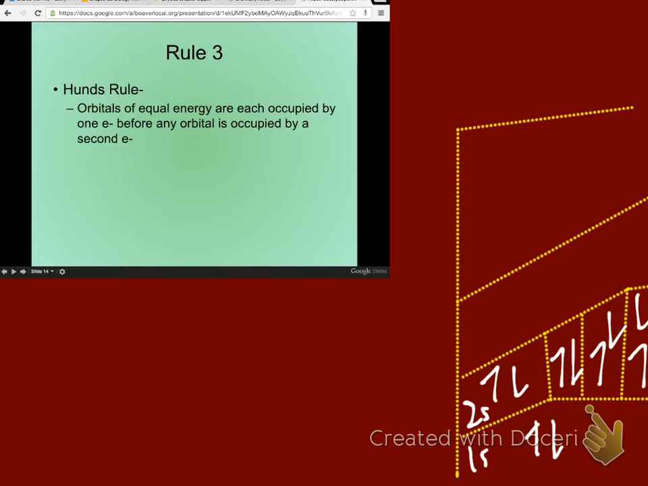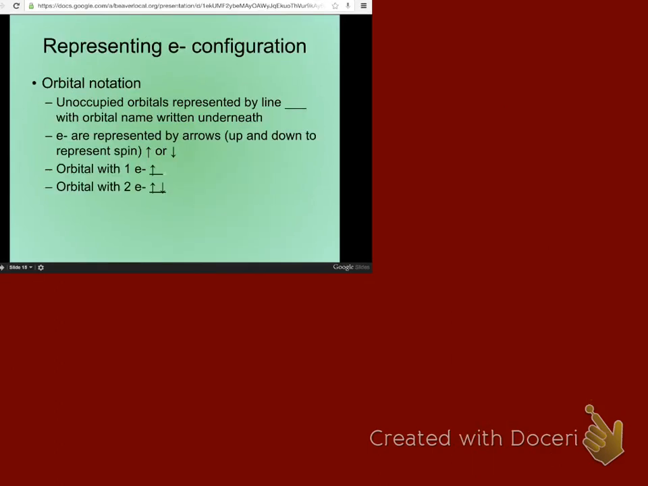So let's practice actually using these rules. Okay, the first way we're going to practice, we're going to learn 3 forms of notation for electron configuration, for the pattern of electrons in an atom. And the first one we're going to learn is called orbital notation. So in orbital notation, you actually literally draw every single orbital. Sound like a lot of work? Sound like a pain in the butt? It is.